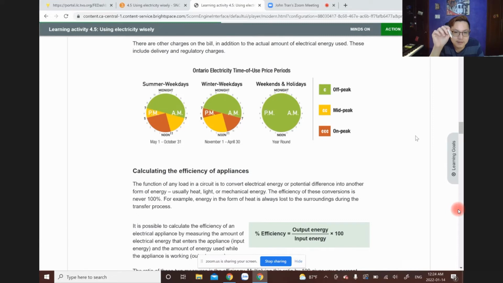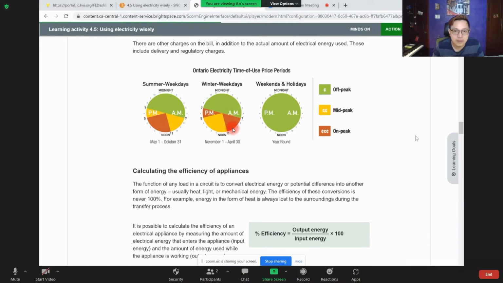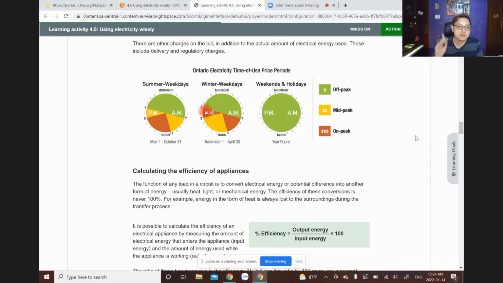But in winter weekdays, the on-peak is like 7 a.m. to 11 a.m. and another one is like 5 p.m. to 7 p.m. That's when people go to work and get back home and cook dinner, watch TV, things like that. But then, can you answer the reason why the peak hours are different from summer to winter? Can you explain why?